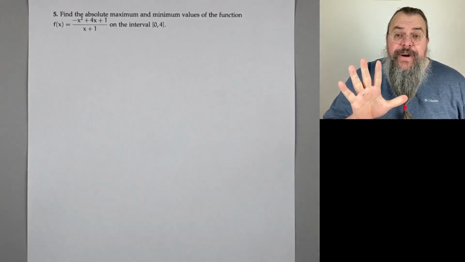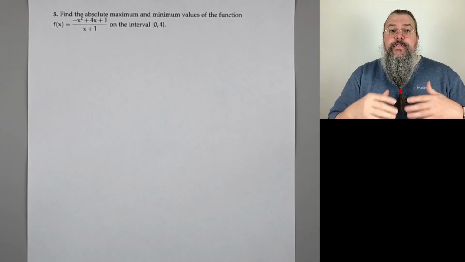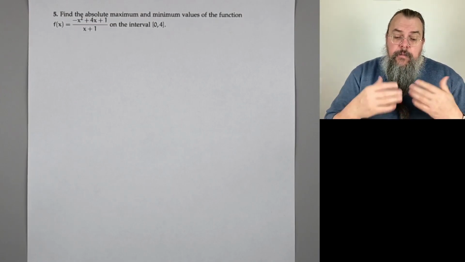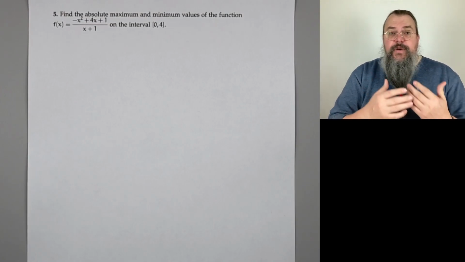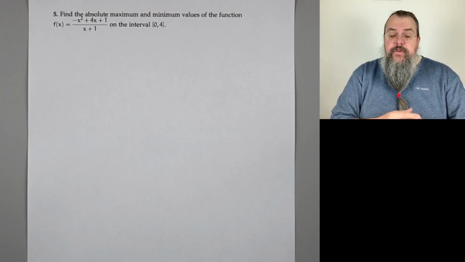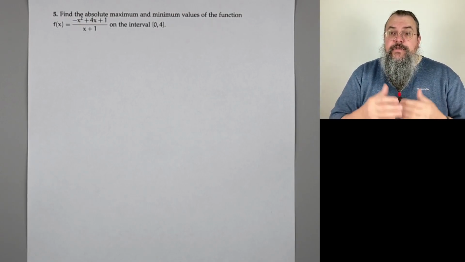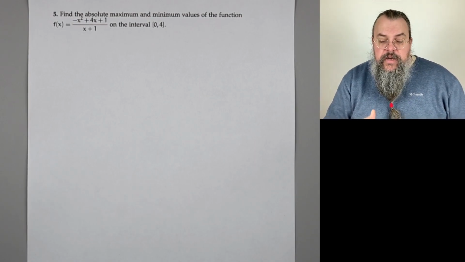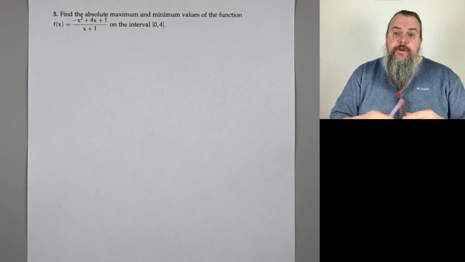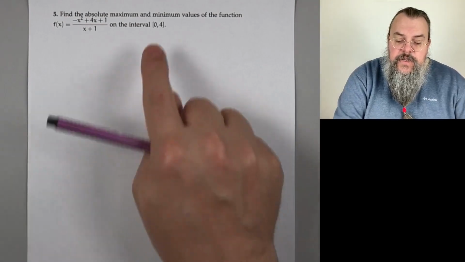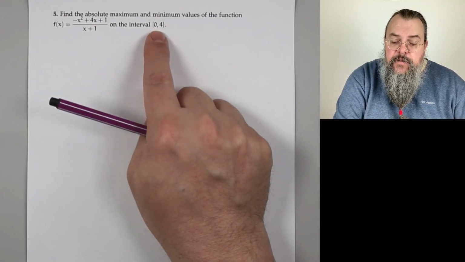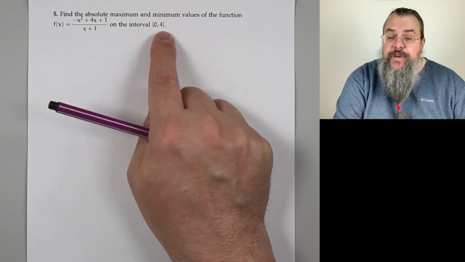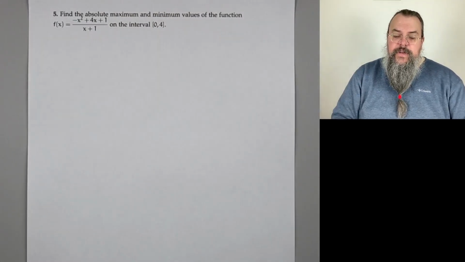That brings us to number 5. Find the absolute maximum and minimum values of the function f of x is minus x squared plus 4x plus 1 divided by x plus 1 on the interval from 0 to 4. So we can go about this and say, all right, what do we know? Well, we think about this. So the first thing is we know it's going to happen because we have a closed interval, which means we include the endpoints, and it's bounded, so nothing's heading off to infinity.